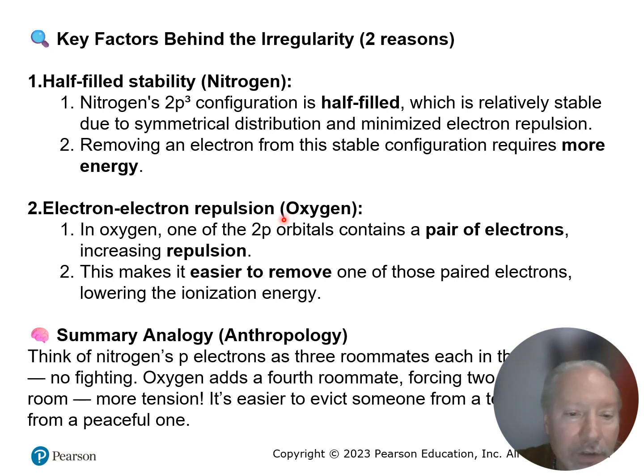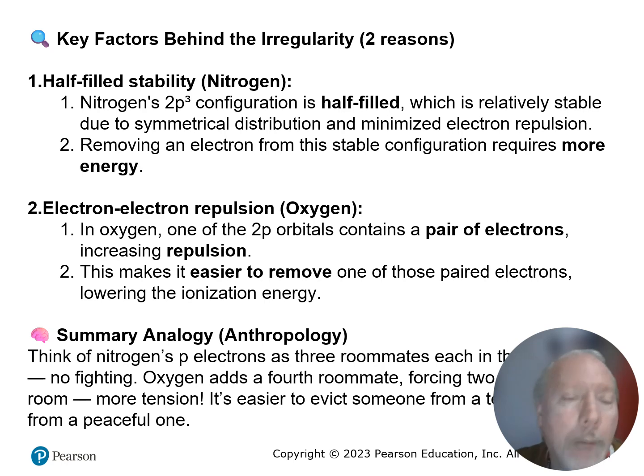Oxygen is going to be at a higher energy level with that fourth electron in the p orbital versus the 3 electrons that are in the p orbital. It's going to be easier to pull an electron away from oxygen and bring it back to being half full, similar to nitrogen, which is very stabilizing. And they use an analogy here: oxygen adds a 4th roommate, and there's too much strife, and it's easier to remove that 4th roommate in the 3 bedrooms, versus nitrogen, where everyone is separated into 3 bedrooms and there's no fighting. Go back to your slides and look at that.